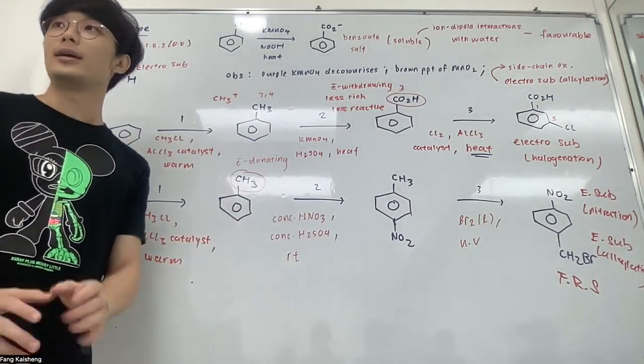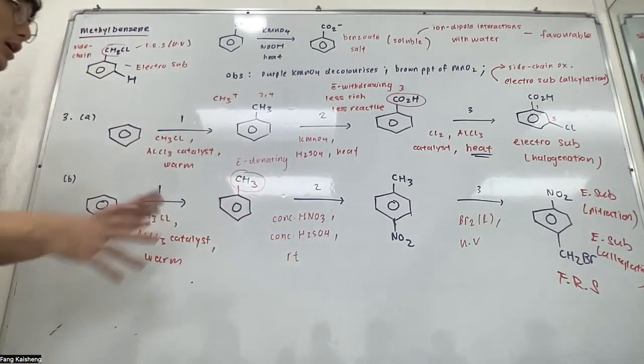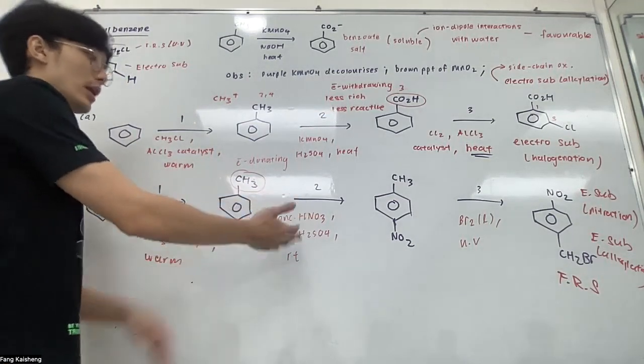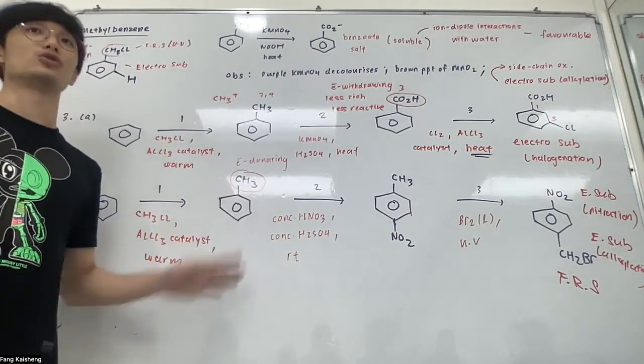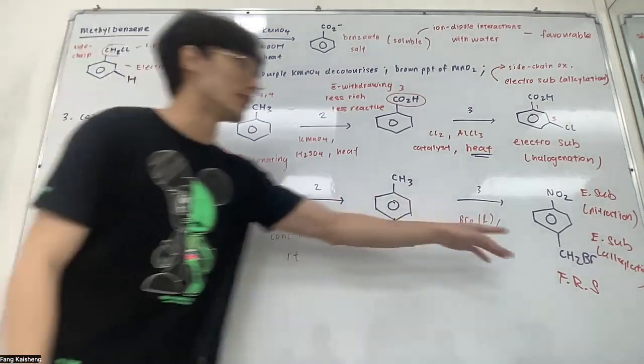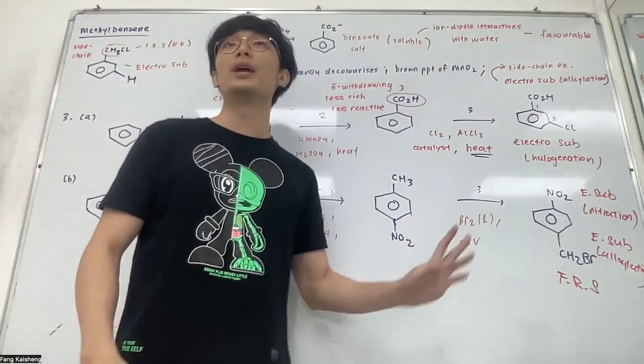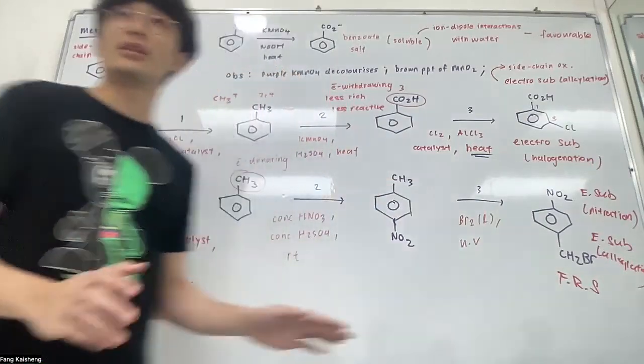Wait, so can I do FRS? Sure, can. If you want to do FRS first, go ahead. Then after that, you still use nitration at room temperature. It's the same electron donating effect. That one halogen doesn't change much, thankfully. Okay, can? That's it for today.